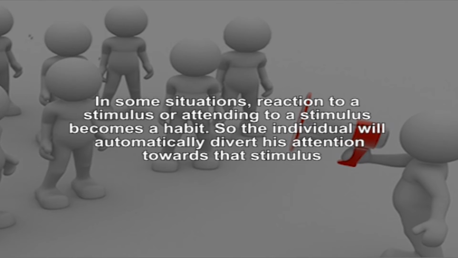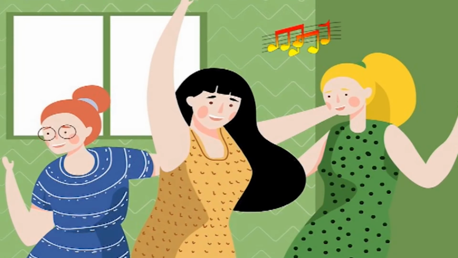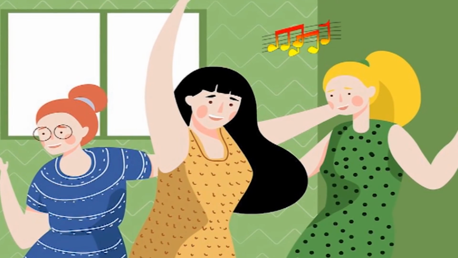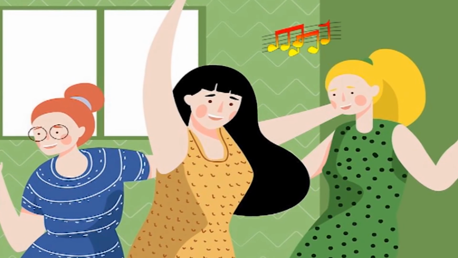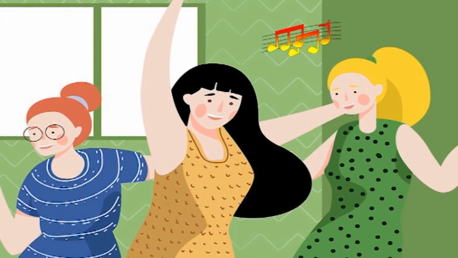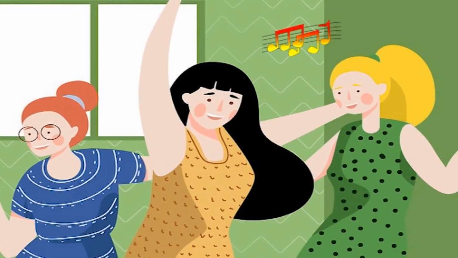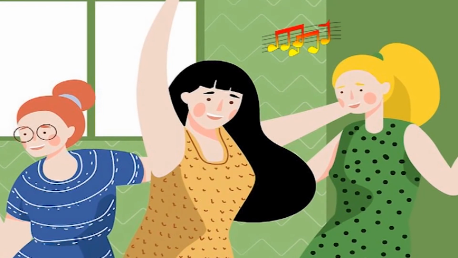In some situations, reaction to a stimulus or attending to a stimulus becomes a habit. So, the individual will automatically divert his attention towards that stimulus. For example, a person interested in music will automatically be diverted towards the sound of music even when he is busily engaged in talking to somebody.